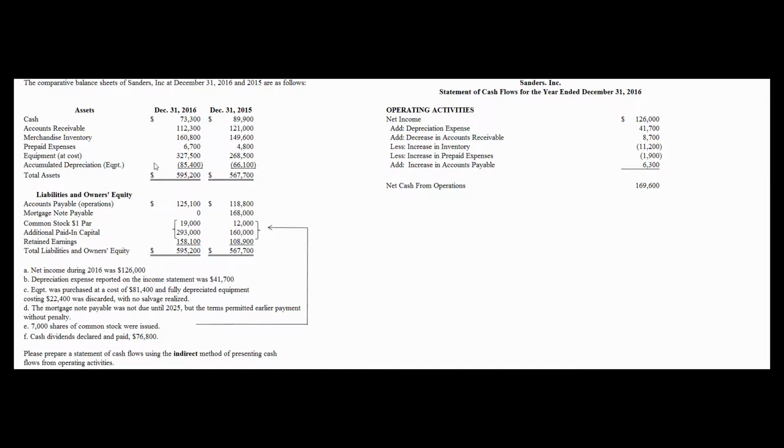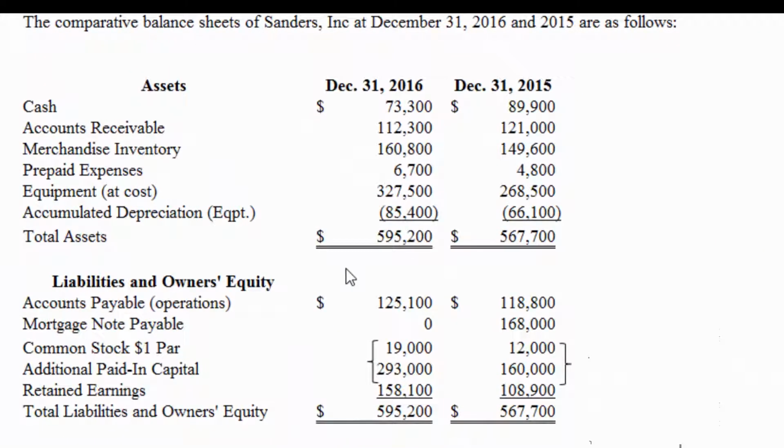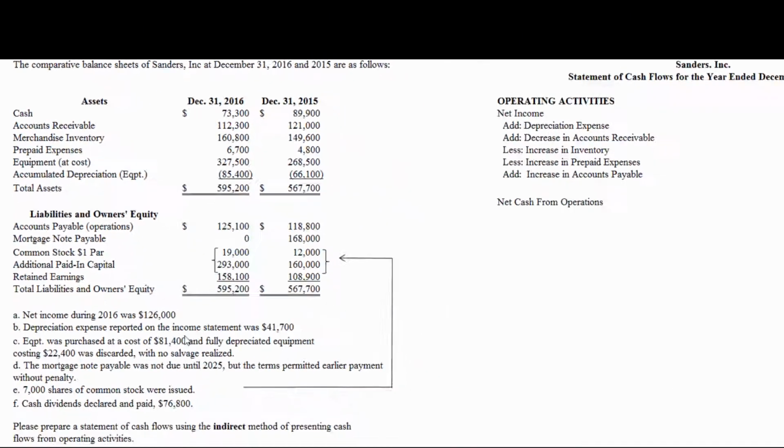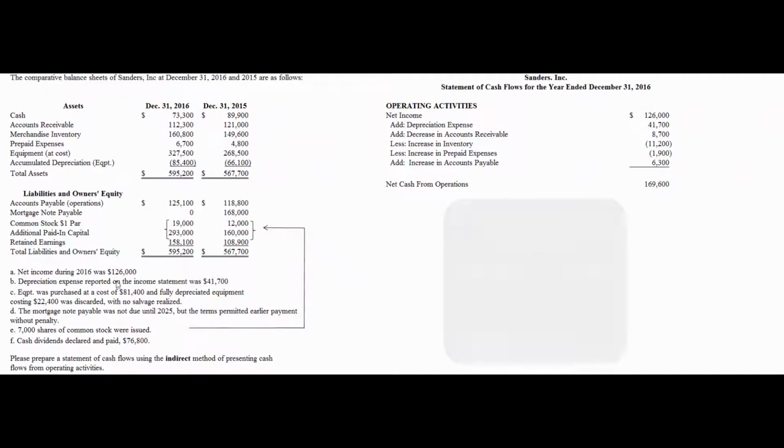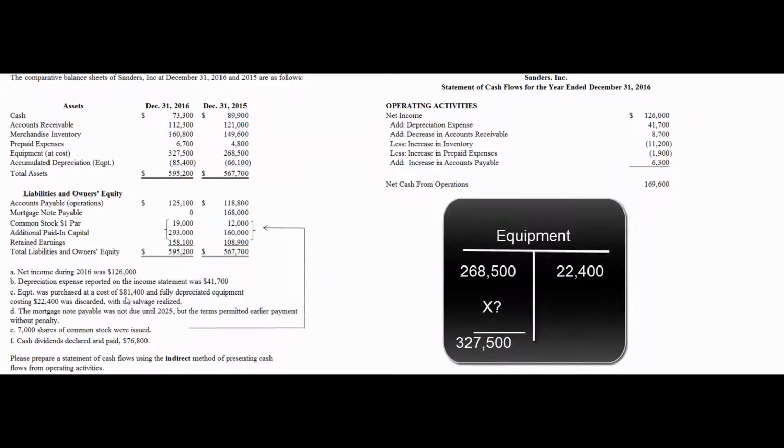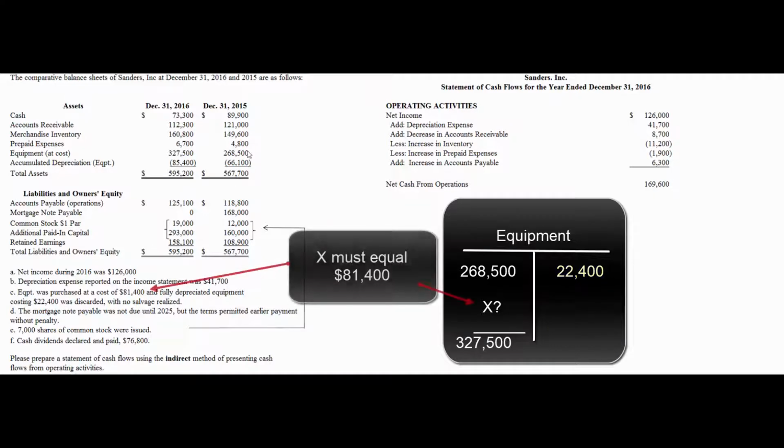So let's go back to our example. Let's look at investment activities. Well, the only investment activity, it looks like equipment went up. And it tells us, sure enough, that we purchased equipment for $81,400. Fully depreciated equipment costing $22,400 was discarded and no salvage realized. So that explains how this went from $268,500 to $327,500.